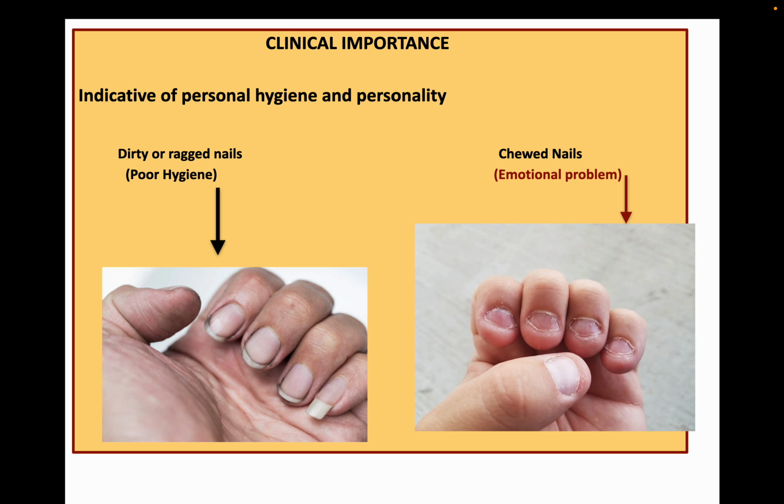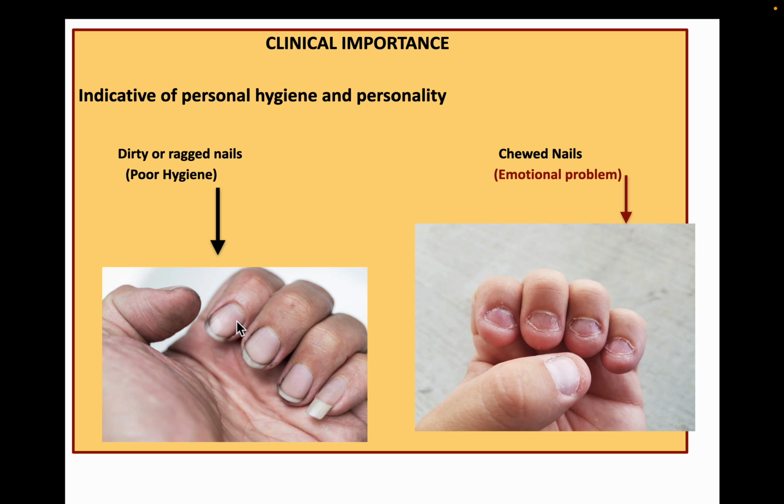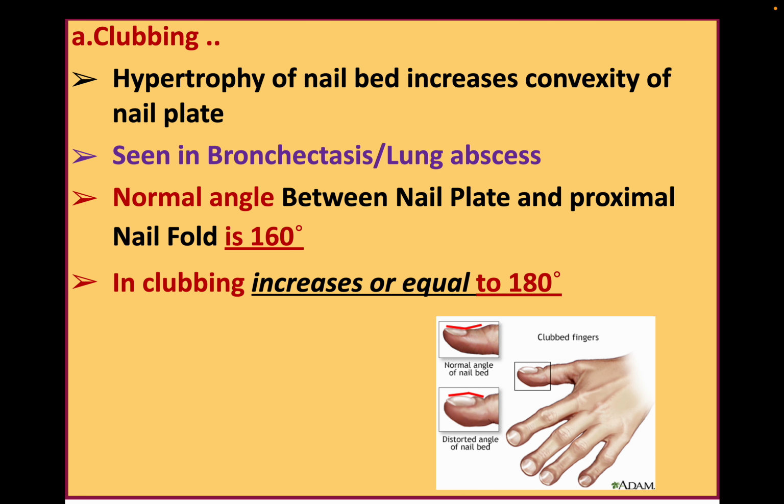Now coming to the clinical importance of the nails: indicative of personal hygiene and personality. Dirty or ragged nails indicate poor hygiene. Chewed nails, emotional problems. Clubbing is basically hypertrophy of the nail bed, increasing the convexity of the nail plate, you can see. Seen in bronchiectasis and lung abscess. The normal angle between the nail plate and proximal nail fold is around 160. In clubbing it increases to 180 or more.